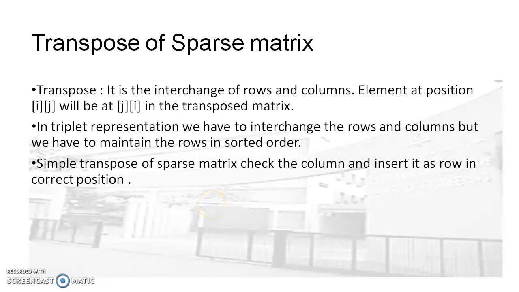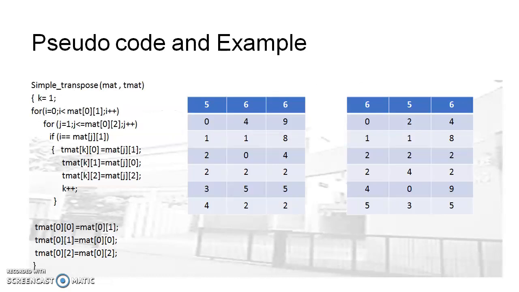So all the operations, or the checking, will be on the basis of the column, and while inserting it as a row, we are going to perform the exchange of row and column, and the element will be maintained as it is in the transposed form. So let's see the simple transpose along with the pseudocode and the example.